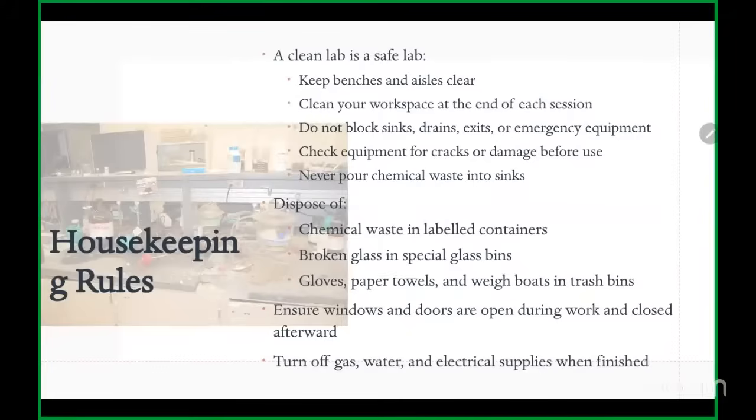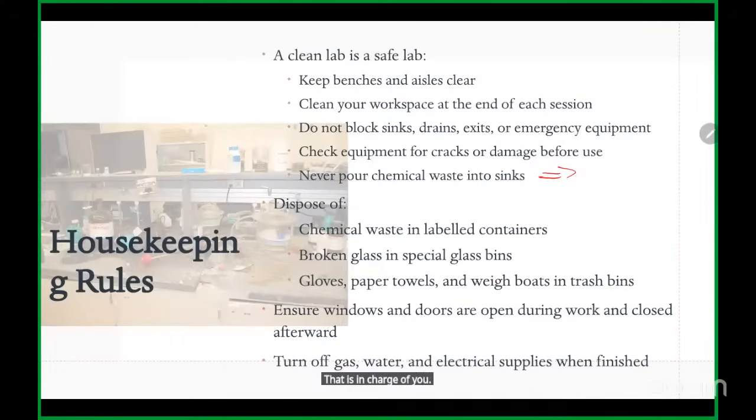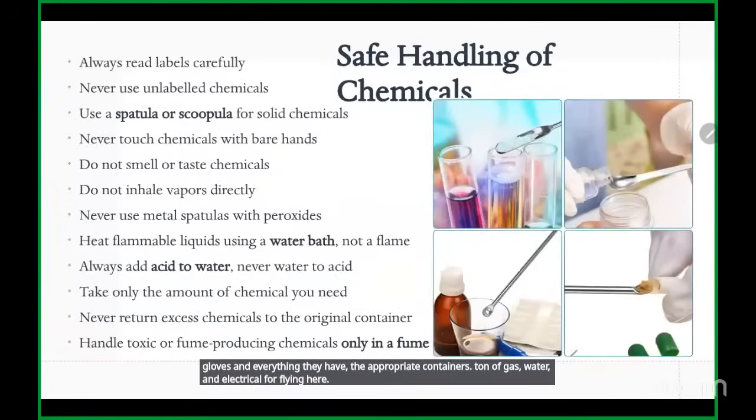Never pour chemical waste into sinks, or in short, put chemicals away in the appropriate places. How will you know? If you are not sure, ask the lab staff that is in charge of you. So you put chemical waste in their appropriate containers, broken glasses in appropriate containers, gloves and everything, they have their appropriate containers. Turn off gas, water, and electrical supply when you're finished.